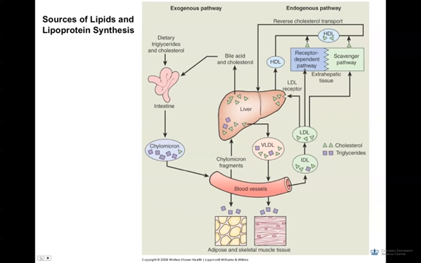Okay. Now, there is a third way that LDLs get removed from circulation, and this is what we call the scavenger pathway. And this is the pathway that is damaging to the body. You've ever heard of LDLs as being the bad guy cholesterol? It's this pathway that makes it the bad guy cholesterol.